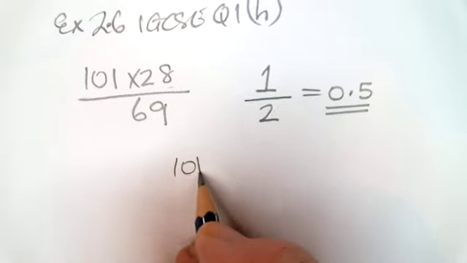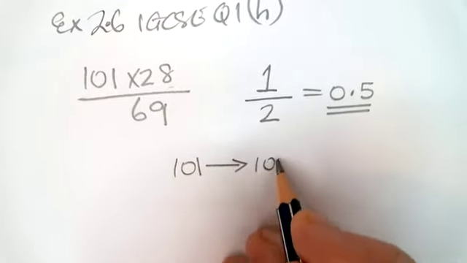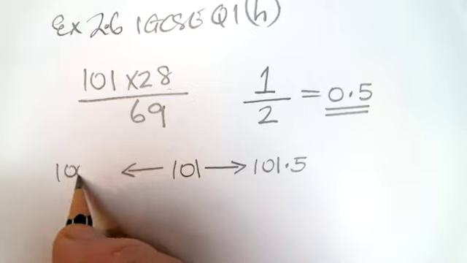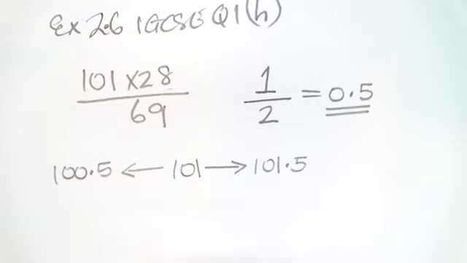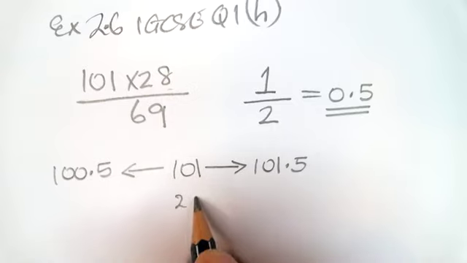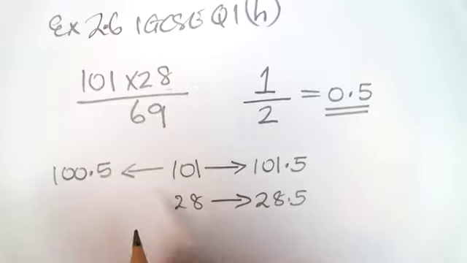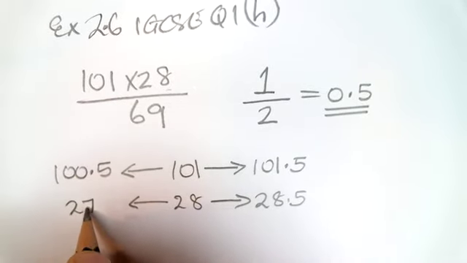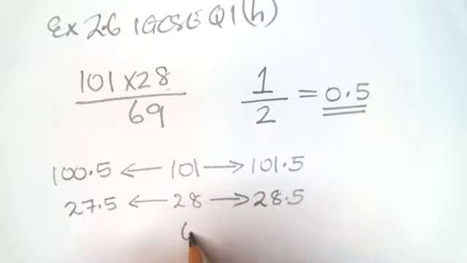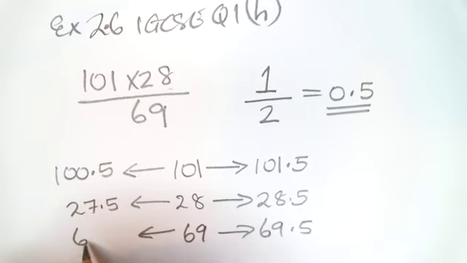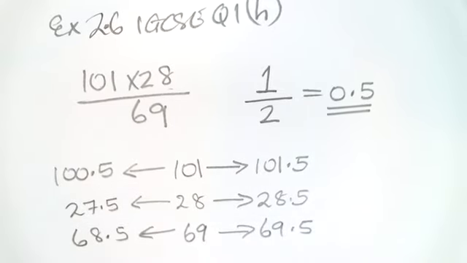So we've got 101. I'm going to add 0.5, that's 101.5. I'm going to subtract 0.5 the other way, so it's going to be 100.5. So that's that first one done. Let's do 28. The most 28 can be is 28.5, and if we subtract 0.5, here we go, 27.5. And the last one is 69. I'm going to add 0.5 and subtract 0.5, which gives 69.5 and 68.5.